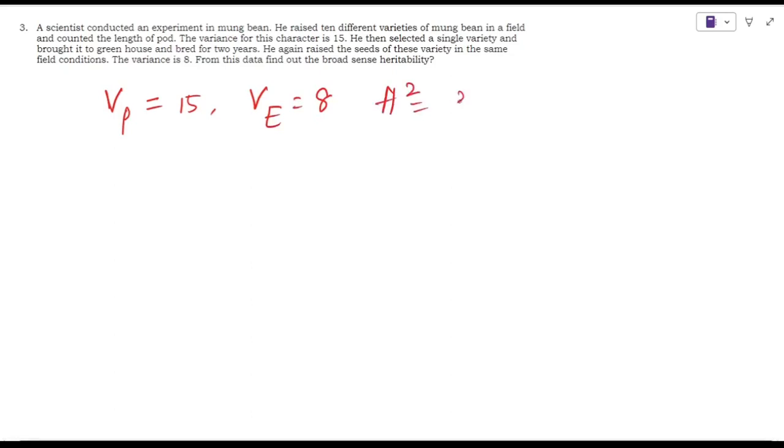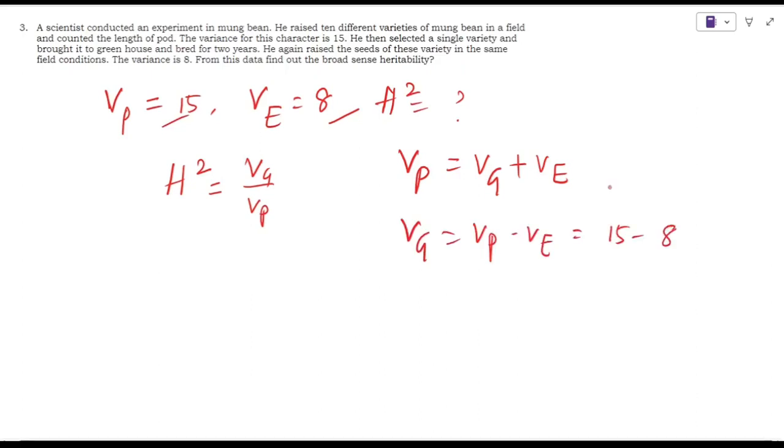So you already know capital H square is equal to Vg by Vp. Before that, one more formula is there. Vp is equal to Vg plus Ve. So Ve we know and Vp we know. We need to calculate Vg. Vg is equal to Vp minus Ve, is equal to 15 minus 8, and you will get Vg is equal to 7.